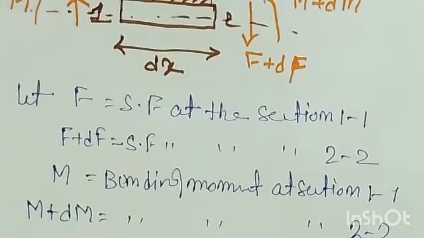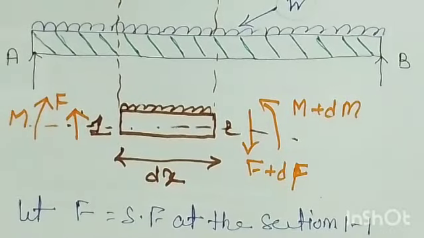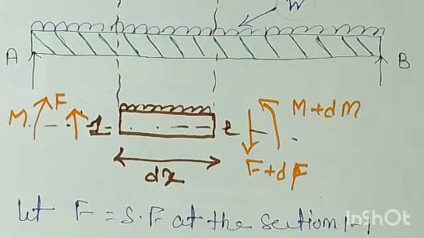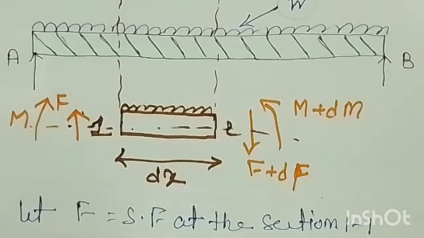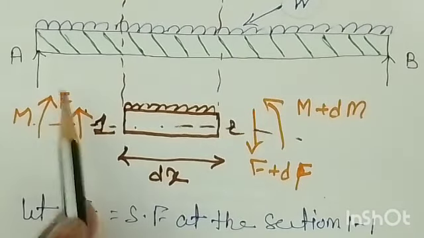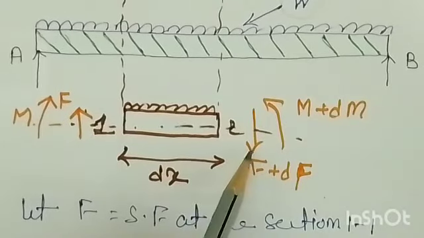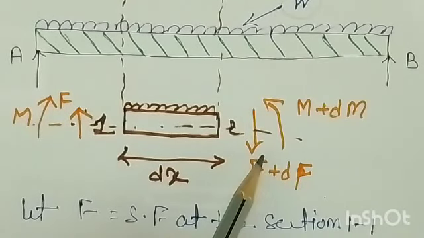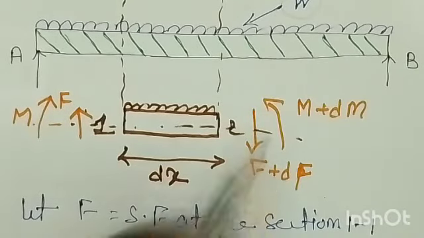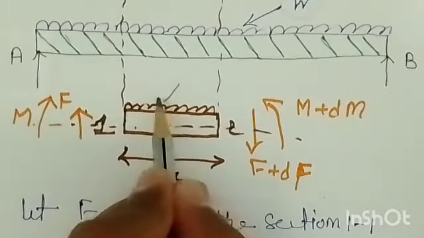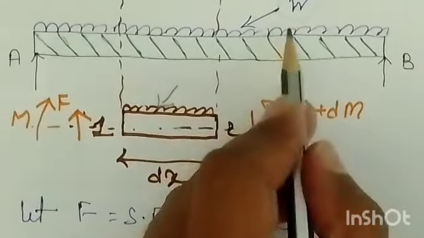So this section dx which we have taken, it is in equilibrium right now. So first, what we will do is resolve the vertical forces, right? If you look at the vertical forces, what are they? The shear force F at section 1-1 vertically up, and the shear force F plus dF at section 2-2 vertically down, as well as the UDL acting on the section which we have considered here right now.